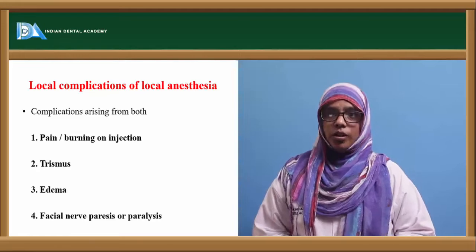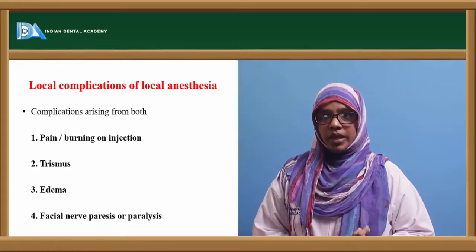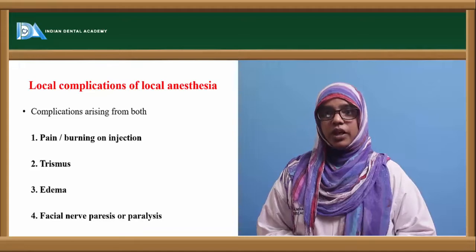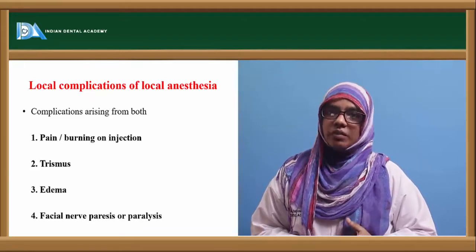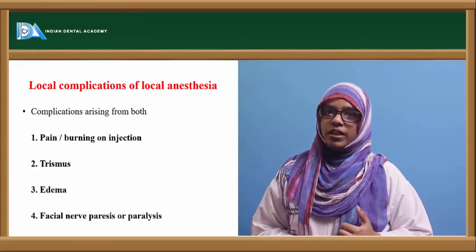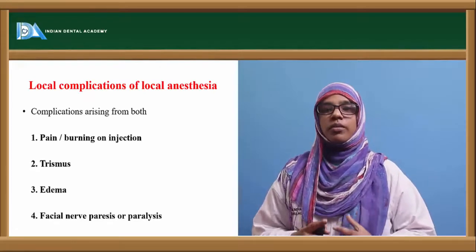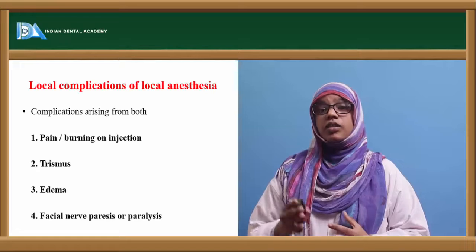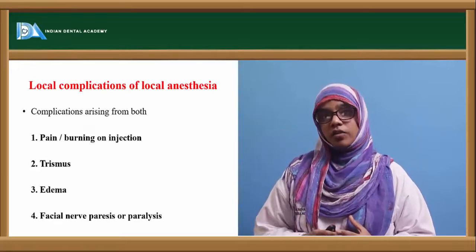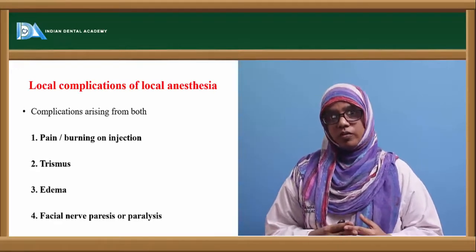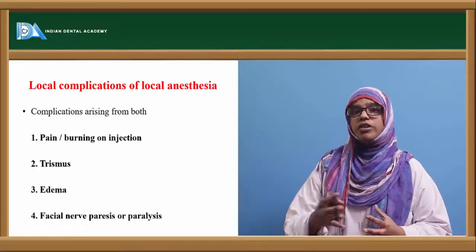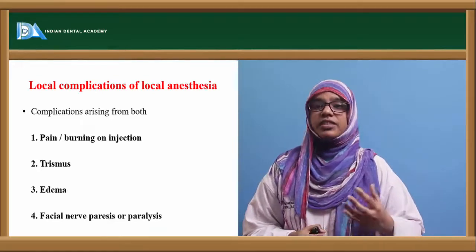Now, the other local complication that can arise is pain and burning on injection. There could be trismus. Trismus can be basically because of a hematoma that has formed, because you might have punctured a vessel which results in hematoma in the muscle and trismus will develop. This more commonly occurs in the PSA nerve block, that is posterior superior alveolar nerve block, because the pterygoid plexus is very close to it.